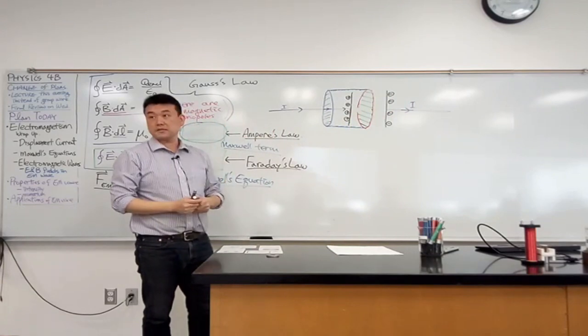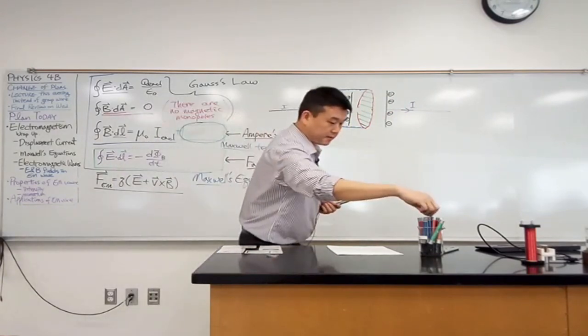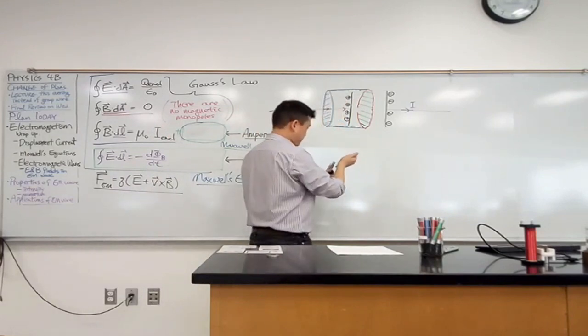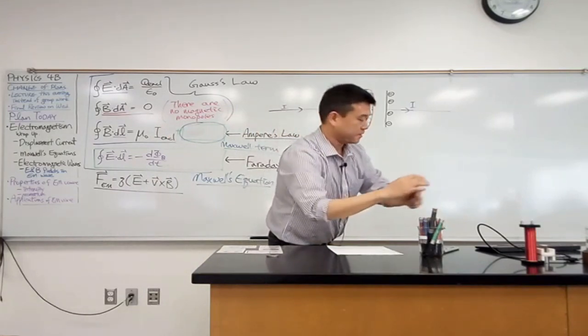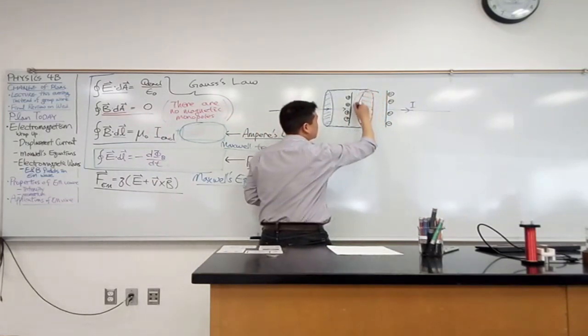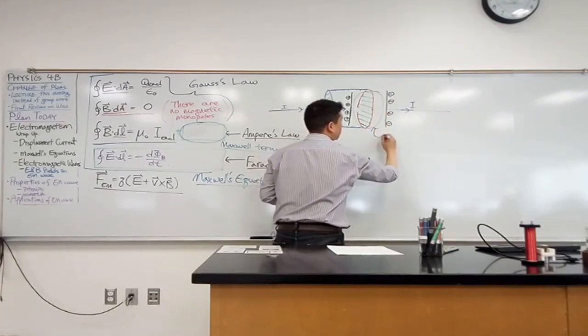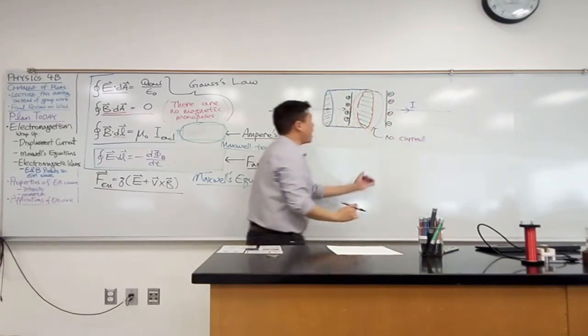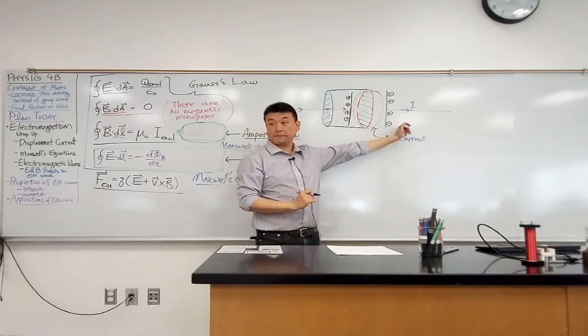But this is something you can say. When you are looking at the in-between region, I guess purple is the only color. When you are looking in the in-between region, there's no current here. No charge ever jumps across the gap.